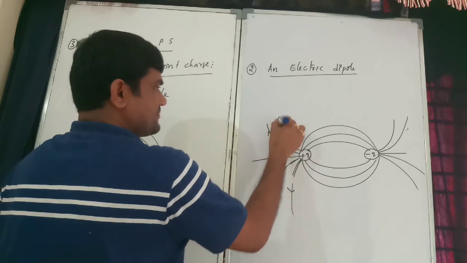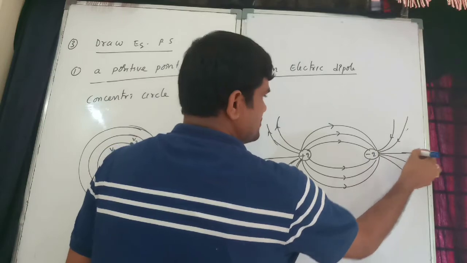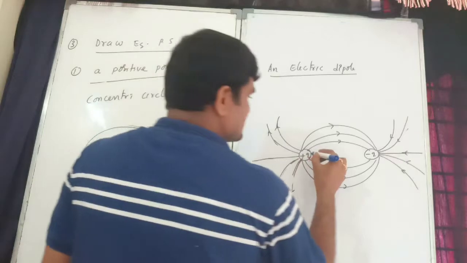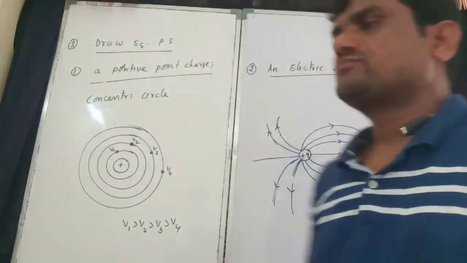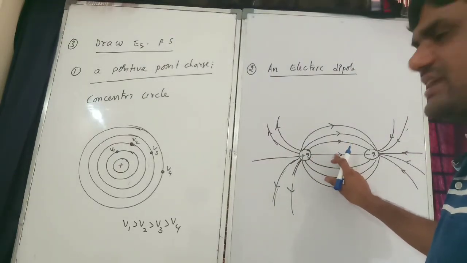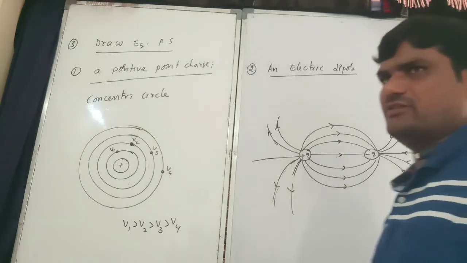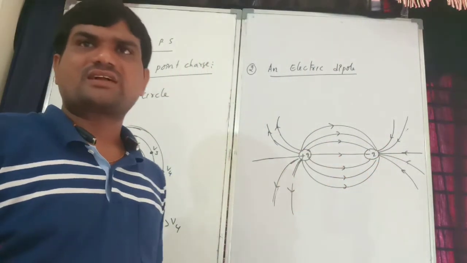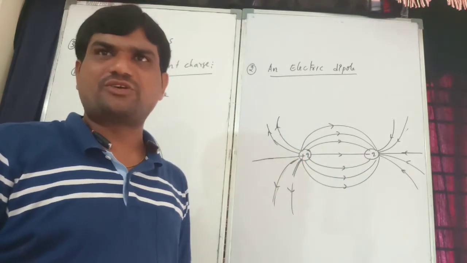So this is the direction of the electric field lines, from positive to negative. Now exactly here, at the exact middle, is the minimum electric field. Why? Because at the middle, the positive and negative effects both cancel each other out.